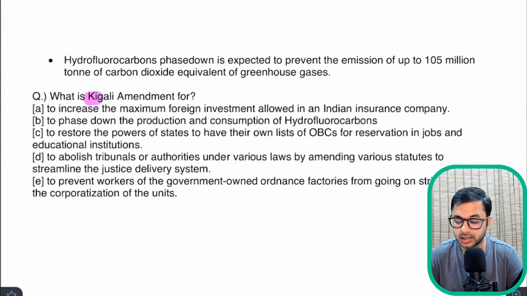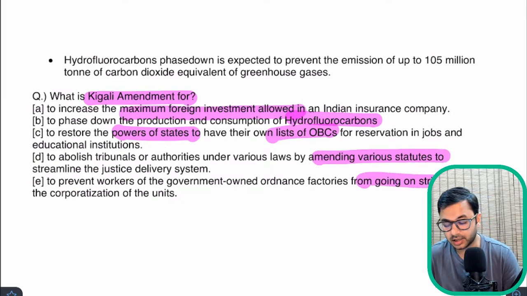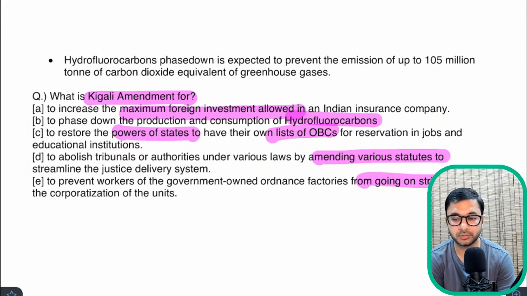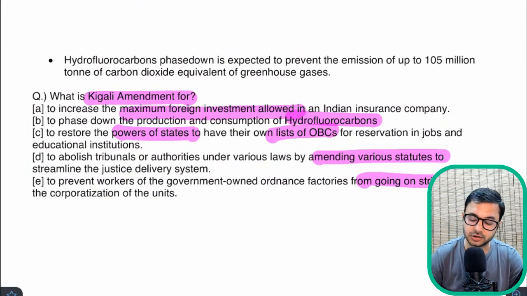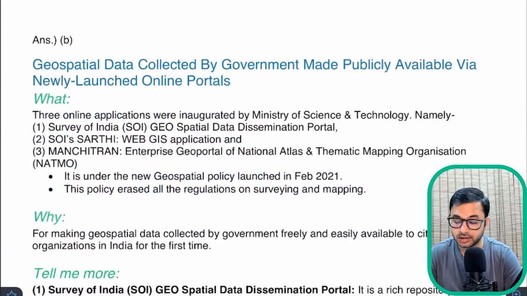Kigali pe hai. What is Kigali Amendment for? Very important. Maximum foreign investment allowed in Indian insurance company. Phase down production and consumption of hydrofluorocarbons. Restore power of states to have their own list of OBCs. I think yahan se answer mil gaya hoga. Abolish tribunals by amending various statutes to prevent workers of government owned ordnance from going on strike against the corporatization of units. Nilesh says B, phase down production of hydrofluorocarbons. That is correct. The answer option is option B, to phase down the production of hydrofluorocarbons. I hope abhi yaad rahega. Next question pe aate hain.